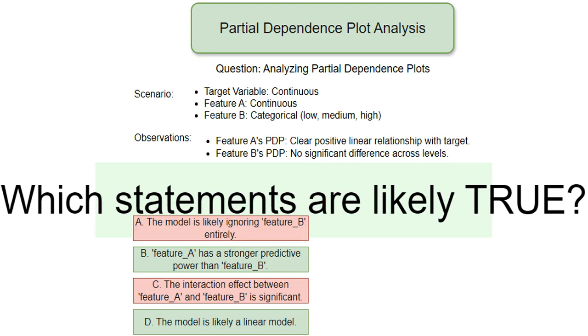I'm given some statements about the model and the features, and I need to determine which ones are likely to be true based on my PDP analysis. This requires a good understanding of PDPs and feature importance.